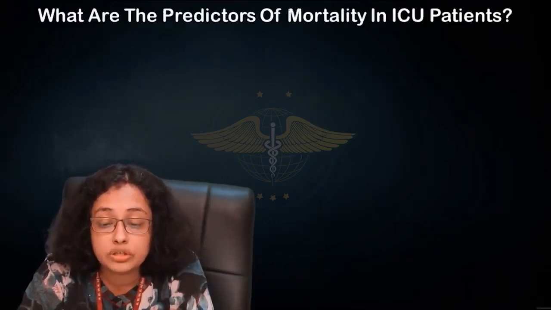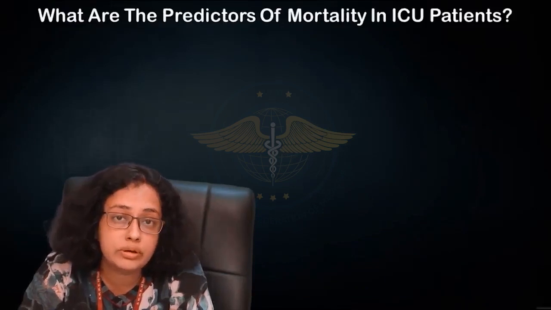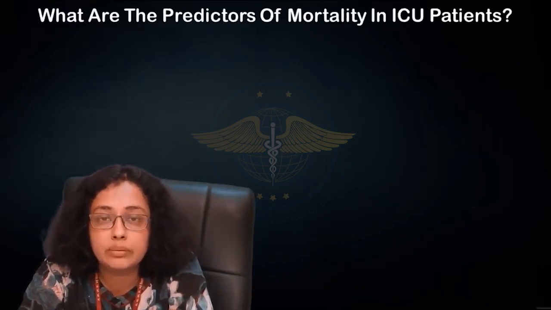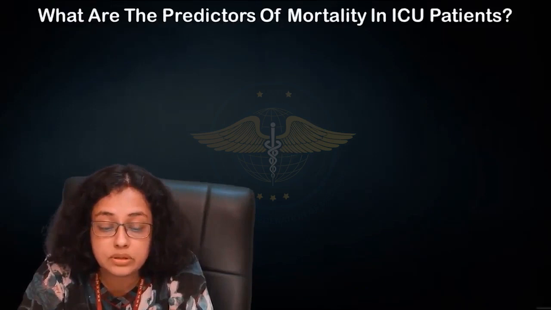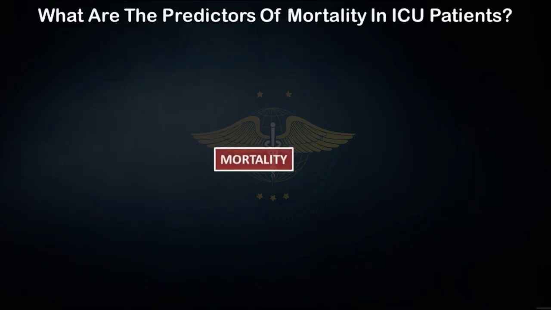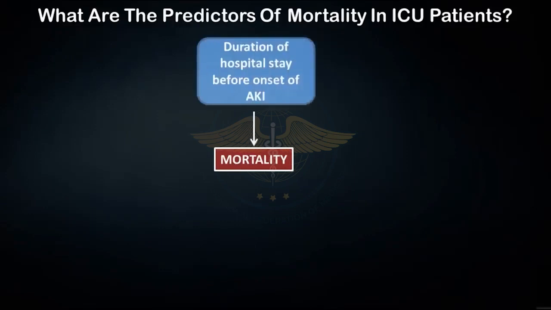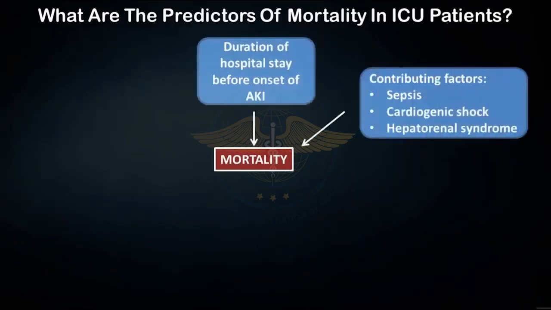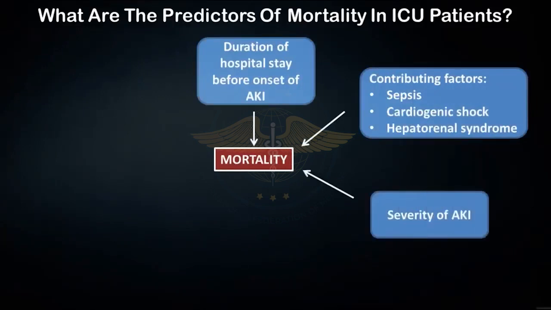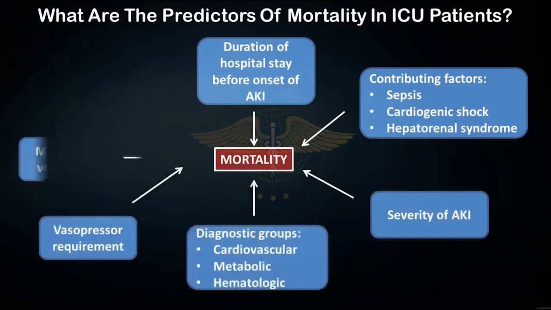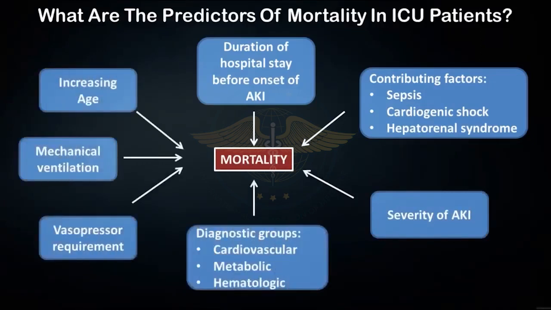In an ICU patient, we just saw that critically ill patients are more likely to develop AKI, especially if they have sepsis. What are the predictors of mortality in these patients? Duration of hospital stay before the onset of AKI, contributing factors like sepsis, cardiogenic shock, or hepatorenal syndrome, the severity of the kidney injury, the requirement for vasopressors, mechanical ventilation, and increasing age.